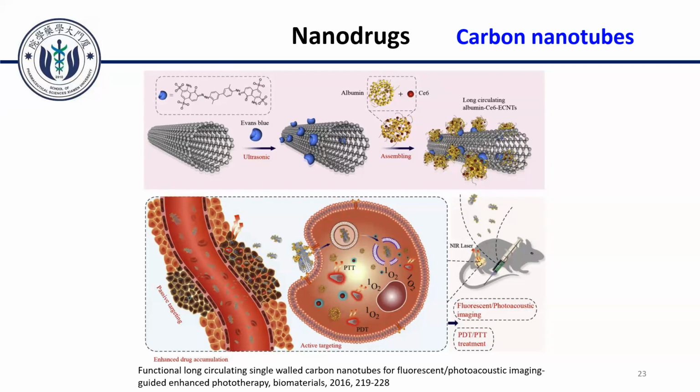Carbon-based nanomaterials are very popular because they are relatively biocompatible, they have a very large surface area, and carbon is one of the most abundant elements on Earth. They can be easily designed for drug delivery, especially for cancer treatment. In this case, I chose one paper as an example.